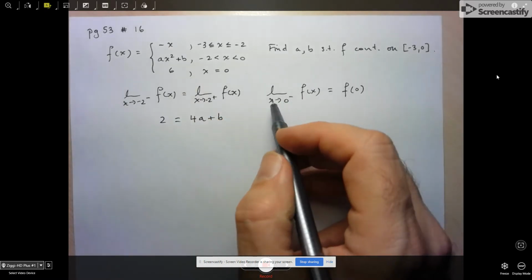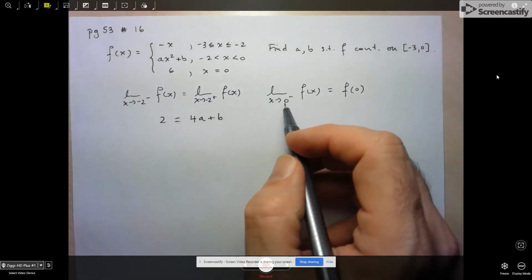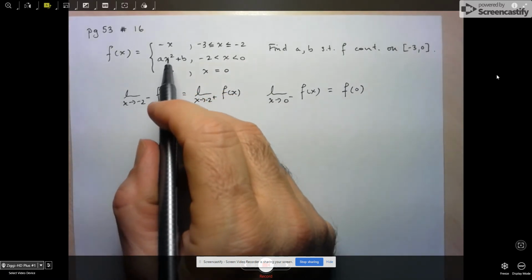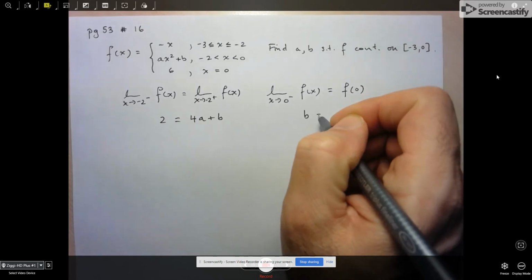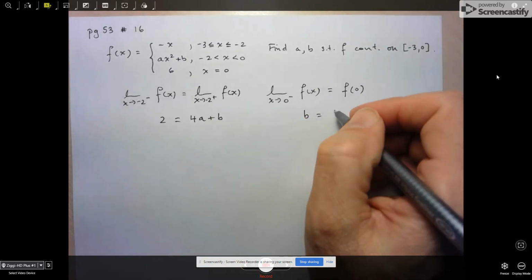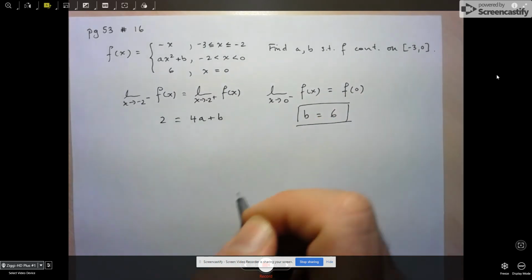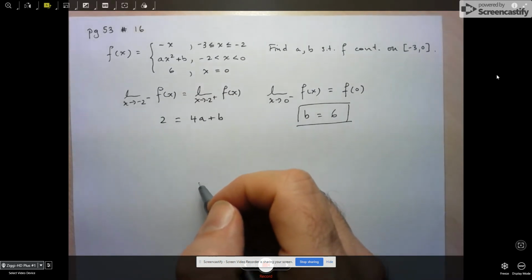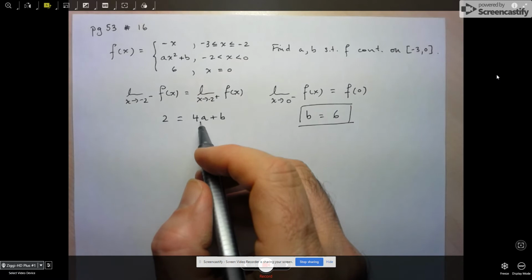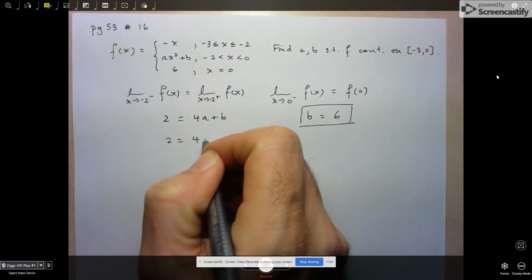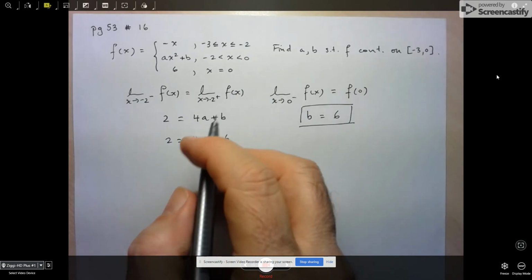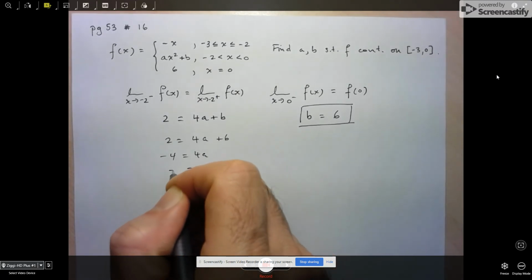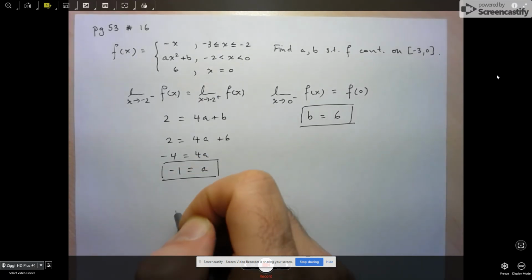All right, so if we take the limit as x approaches 0 from the left, again, we're dealing with this function here, so we could just input 0. So a times 0 is 0, plus b is we just have b, and the function value at 0 is equal to 6. So in fact, we didn't really have to solve a system of equations because b turns out to just be 6. And so now we can substitute that back into the other condition. So we have 2 is equal to 4a plus 6. And so 4a is equal to 2 minus 6, which is -4, and a is equal to -1. Okay, and there we have it.